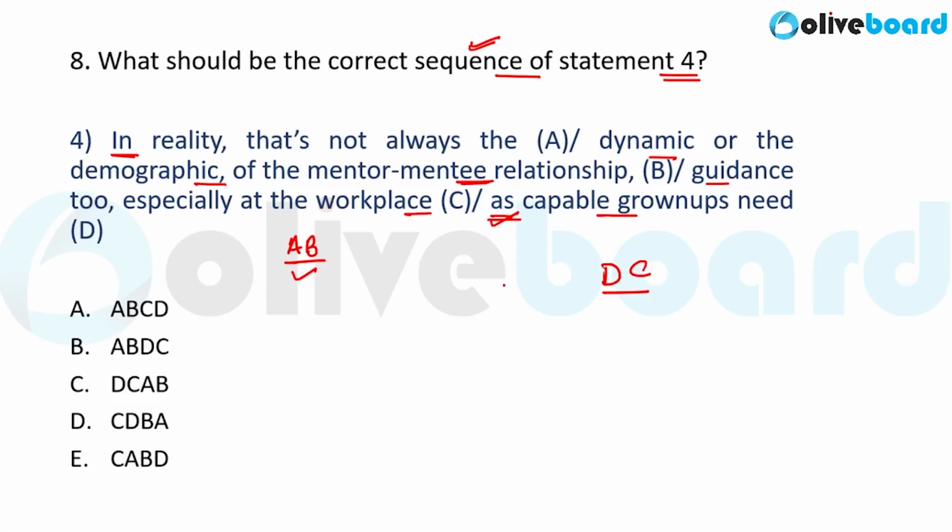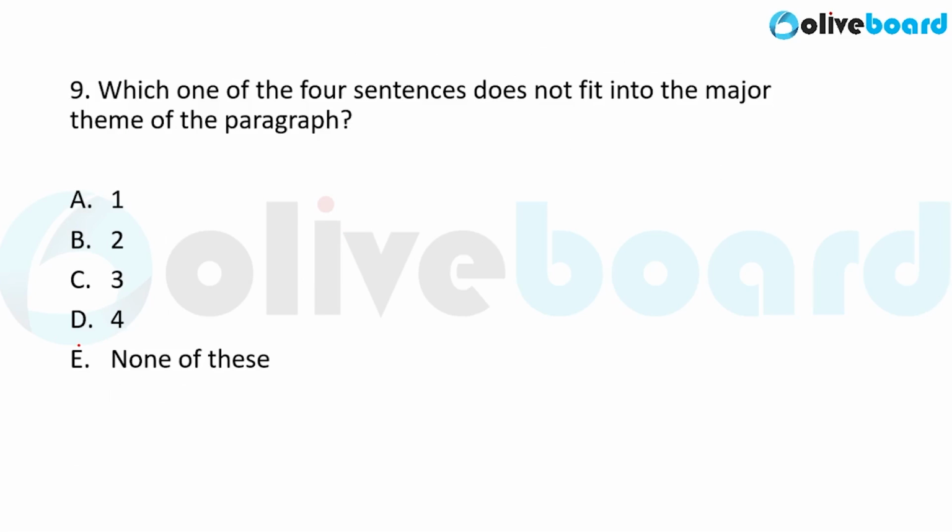So, AB and DC form a pair, and the correct order after rearrangement must be ABDC. So, whatever the clause is mentioned in AB, the reason for the same is mentioned in DC. Hence, this order is mentioned in option B. Hence, B here is the correct answer. Now, the next question in this set says, which one of the four sentences does not fit into the major theme of the paragraph? So, the paragraph was talking about mentors and the role of mentors in one's career.